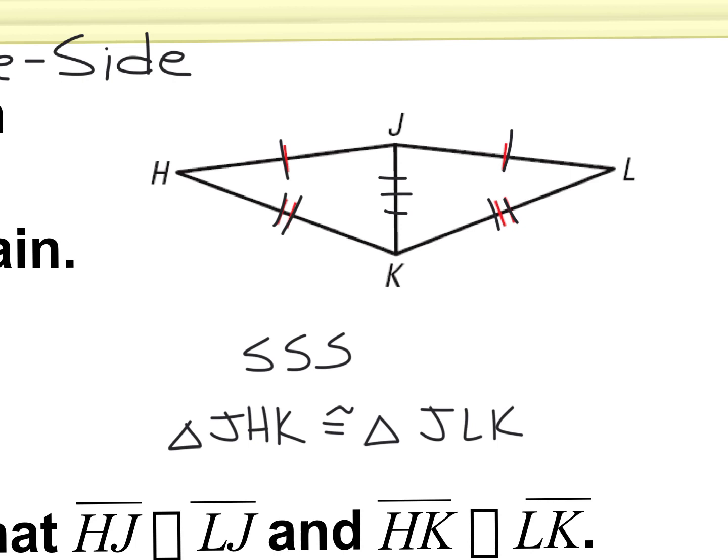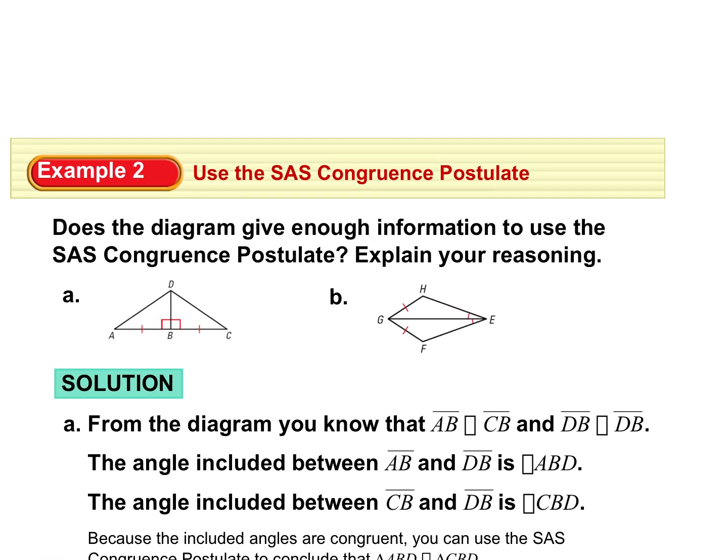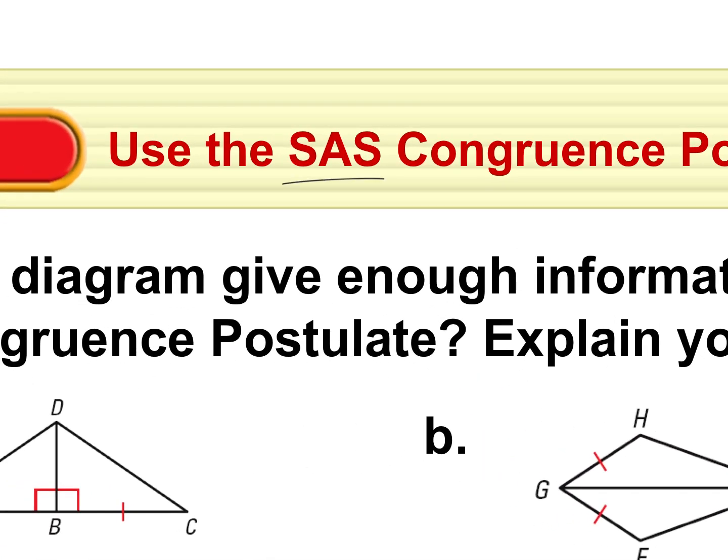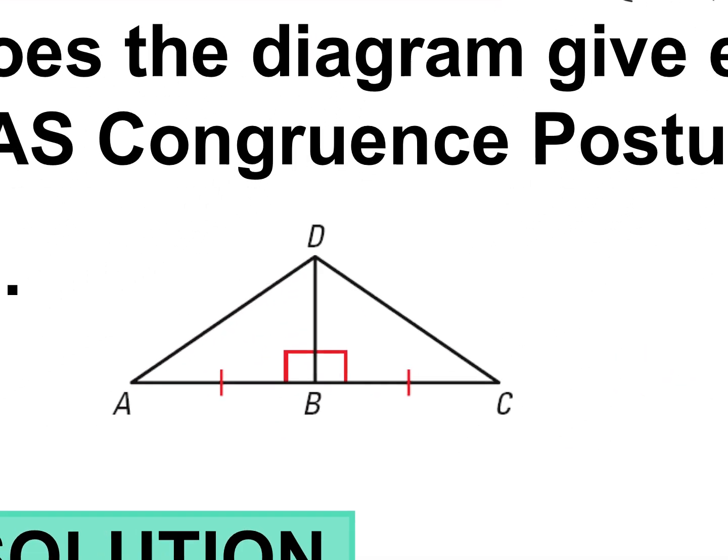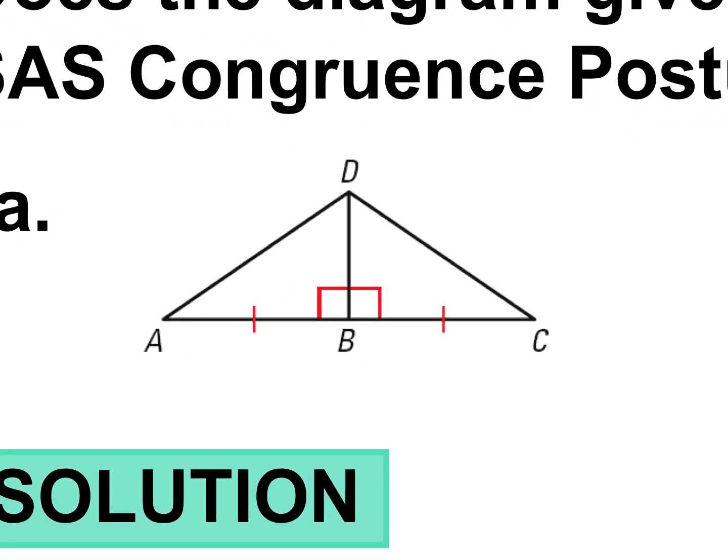Now, let's look at another one. SAS. What do we think SAS stands for? Side, angle, side. That's the second one. This is the kicker with it. It has to go in that order. You can't just jump around on the triangle. It has to go in order.